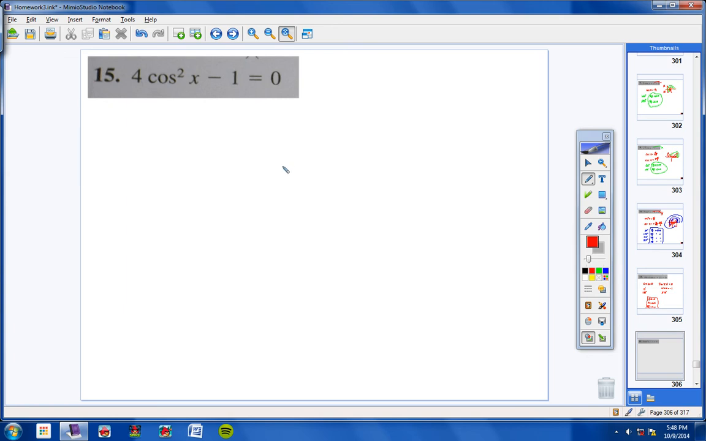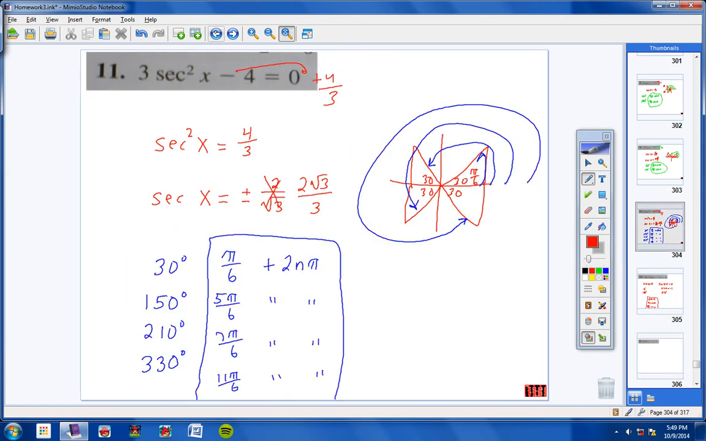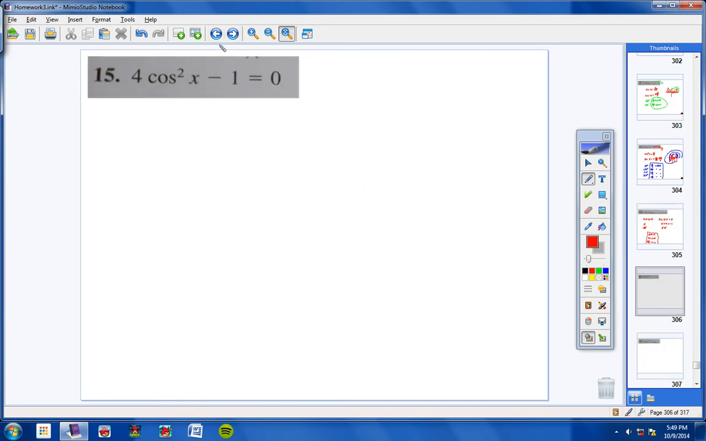Okay, students, this problem here should look very familiar to this problem back here, where we got secant squared by itself, and then we took the square root of both sides. Okay, so back over here, number 15, same thing. We're going to get cosine squared by itself, and then we're going to take the square root of both sides. So here we go. Cosine squared x equals, bring the 1 over and make it positive, then divide by 4, you get 1/4. And now we'll take the square root of both sides. So the square root of cosine squared is cosine. And the square root of 1 is 1, and the square root of 4 is 2, plus minus.